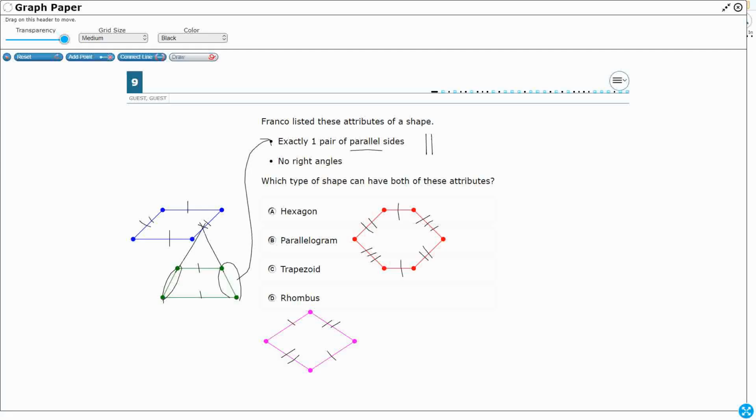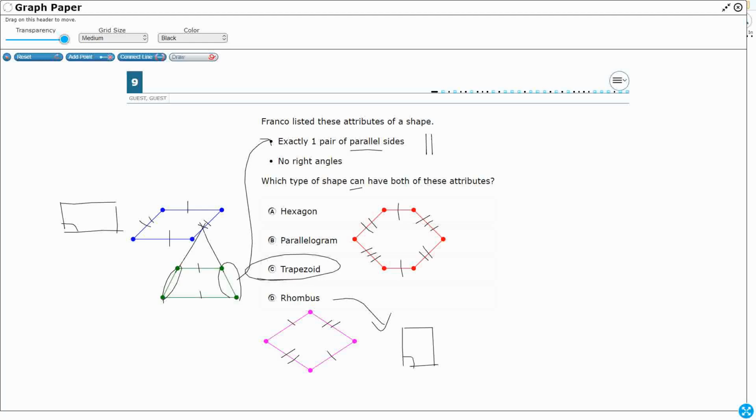And then no right angles. Okay, so we're not seeing any right angles here on any of these shapes, though. If I did want to create a special rhombus, like a square is a special rhombus, so that's got right angles. Parallelogram, right, a rectangle is a special type of parallelogram. Those are right angles, right? But for number 9 here, the only thing that really helps us is these parallel lines, and the only thing that has one set of parallel lines is C, trapezoid.